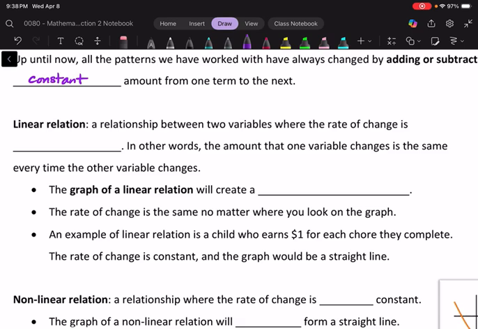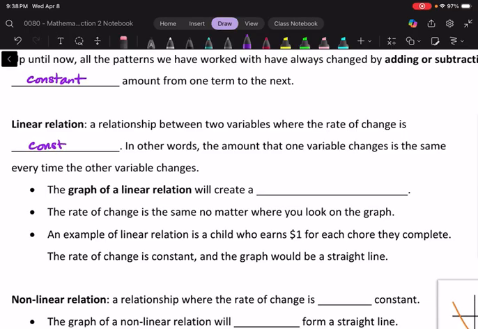So a linear relation is a relationship between two variables, but the rate of change has to be, whoa, how many times do I have to erase? But it has to be constant. So as one variable changes, that amount it changes by has to be the same as the other variable is changing by some constant amount. That's what makes something a linear relation.